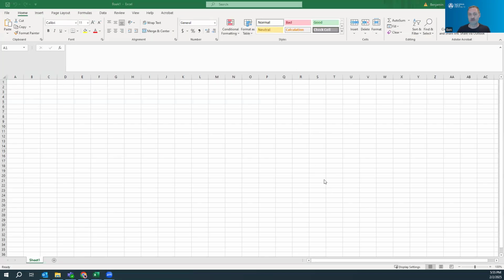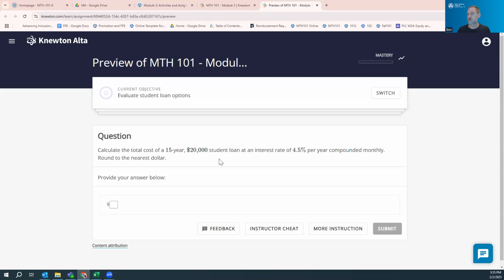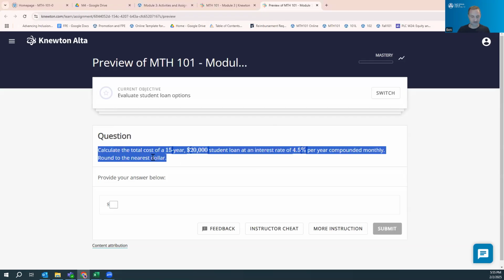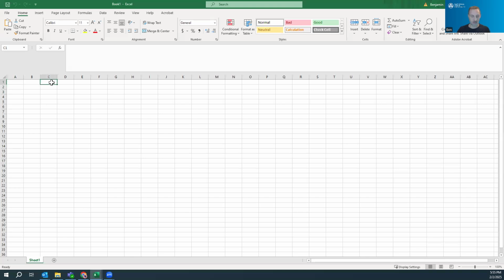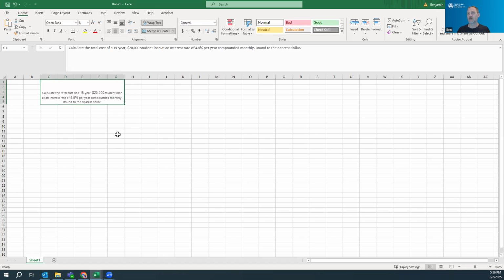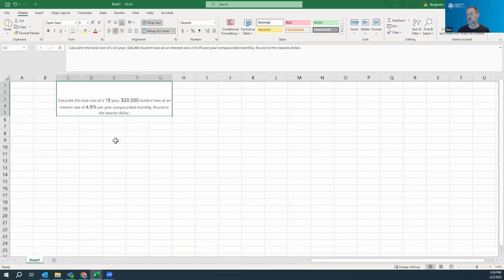So I'm going to go ahead and do some problems here. Calculate total cost of a 15-year, 20,000 student loan. Here we go. I'm going to copy and paste over to Excel, see if it works. Yay, all right. And remember, if you want to put this into paragraph form, you can do merge and center and wrap text. Okay, I'm going to zoom in because it's really far out.